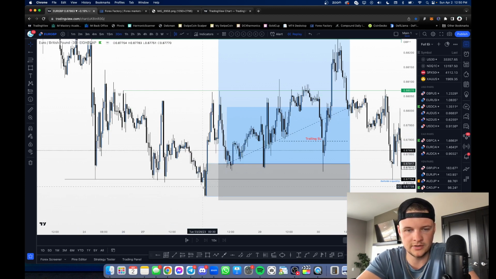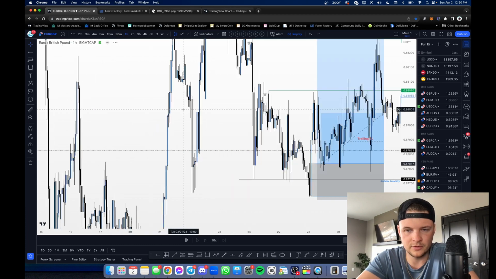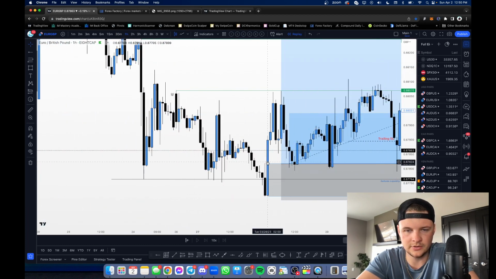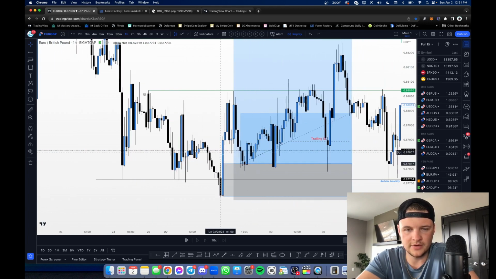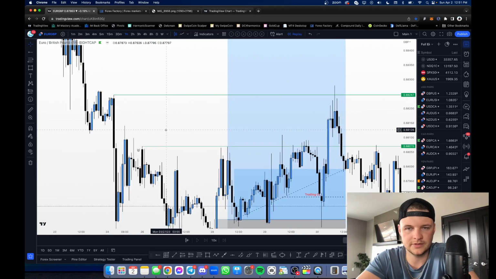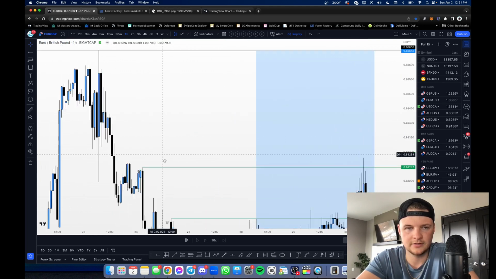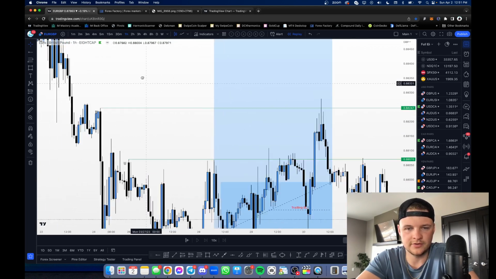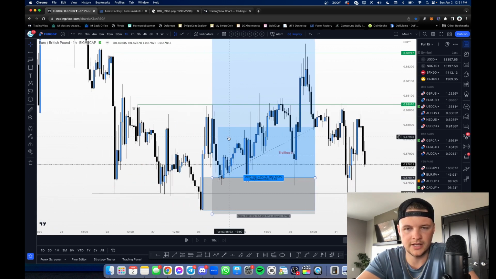Swept all the liquidity. Price runs up. We get a break of structure. We leave behind a fair value gap. I'm using this order block as the entry point. I believe the order block that I'm using is on the 1 hour. Yeah, so order block, fair value gap, and take profit one's this high, take profit two's this high, and then ultimate take profit was the previous weekly high. So here's how it ended up playing out.